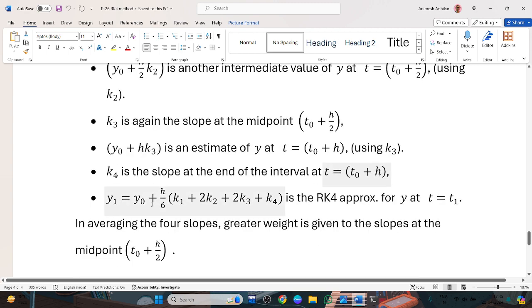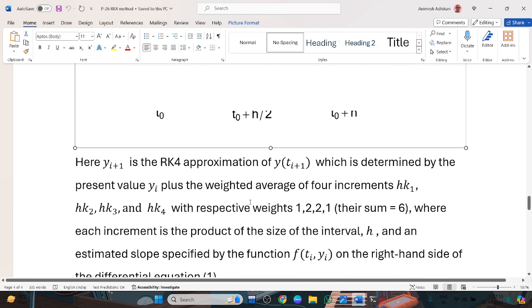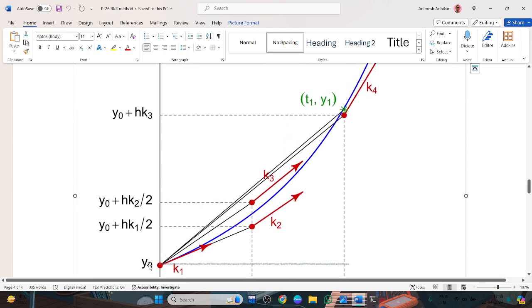So y1 equal to y0 plus the estimated value, that is the numerical value. This last chord is joining the average of k1, k2, k3 and k4. This point t1, y1, this star point in green color, is actually the estimated numerical approximation by the Runge-Kutta fourth order method, with a very small error up to order h to the power 5. So this line is the weighted average.